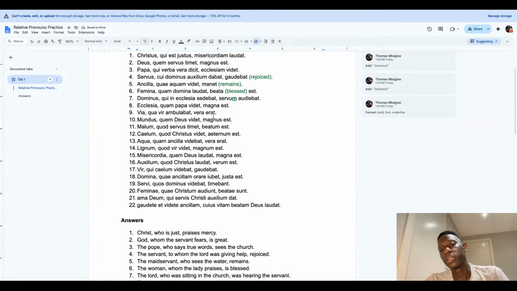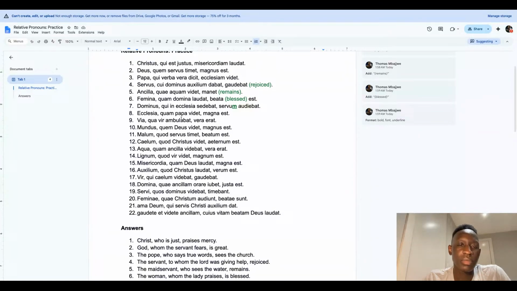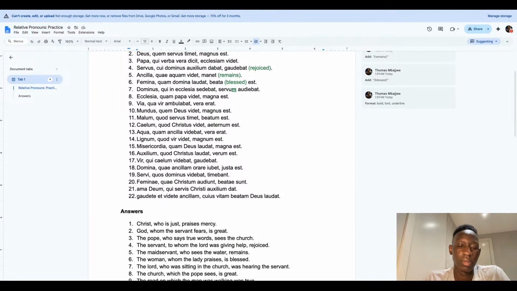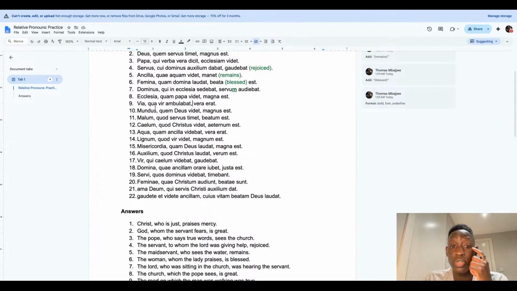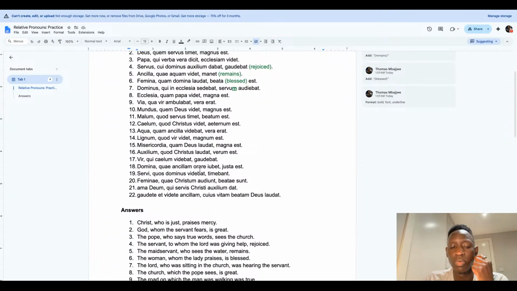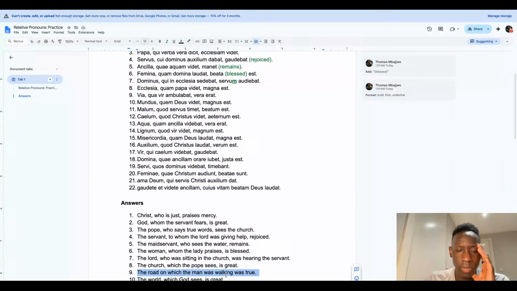Ecclesia quam papa videt magna est. The church which the Pope sees is great. Via qua ambulabat vera erat. The road which the man was walking was true. The path the man was walking was true. Okay.